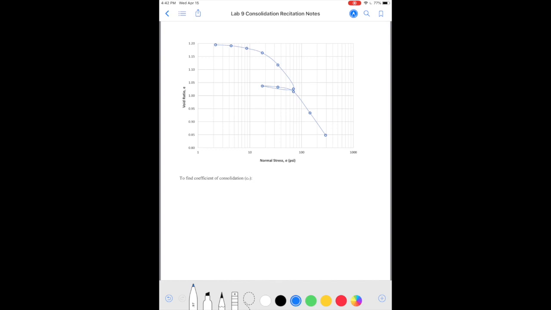Then I have replotted the data here in order to show how the pre-consolidation stress could be determined. Pre-consolidation stress, sigma prime C, or sometimes referred to as sigma prime P, is the stress the soil specimen has experienced when it was in the ground in the past, the maximum stress it has experienced in the past.